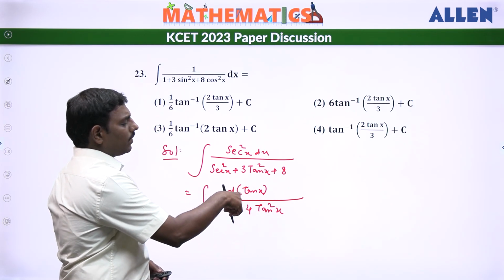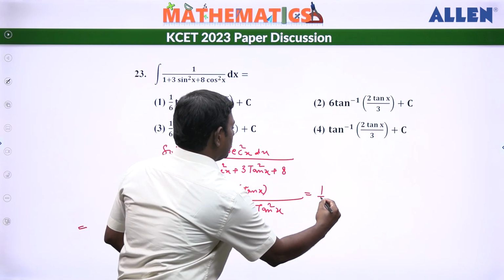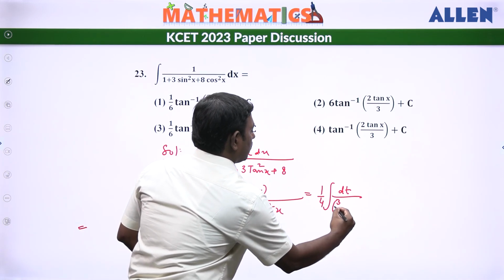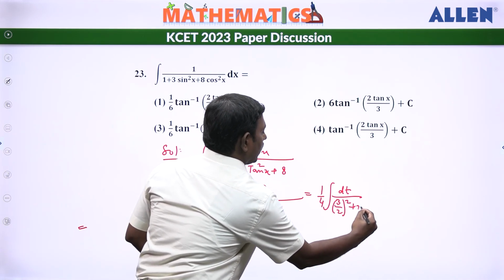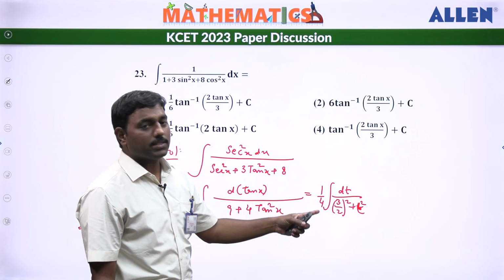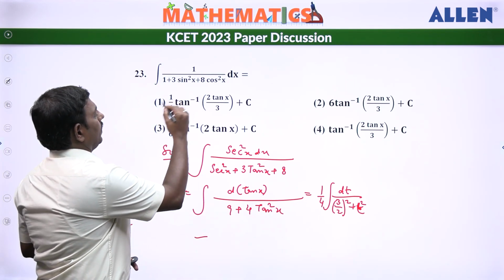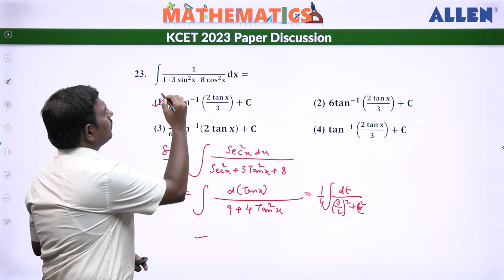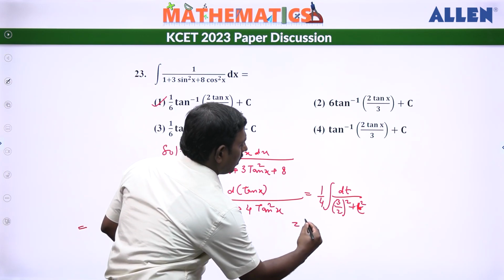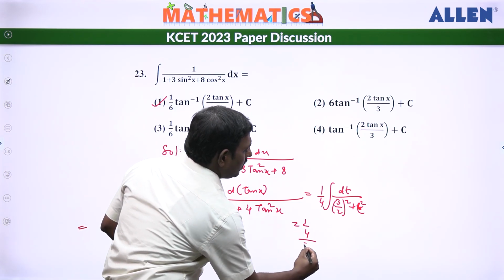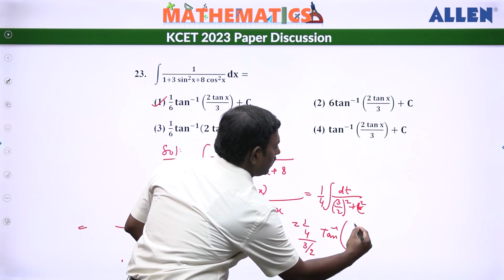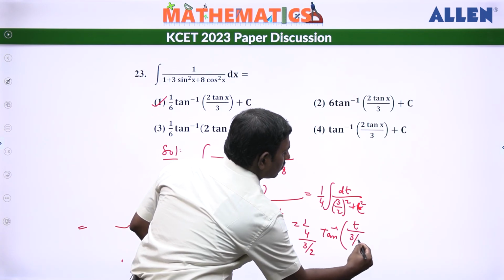So tan x is t, and on the numerator you can see the derivative of tan x. So it is 1 by 4 times integral dt by 3 by 2 whole square plus t square. Now it is t square here. So now this is in the form of 1 by x square plus a square. When you use the direct formula, we get 1 by 6 tan inverse of 2 tan x by 3 plus c. So that's the answer. So directly you can use the formula 1 by 4 into 1 by a into tan inverse t by 3 by 2.